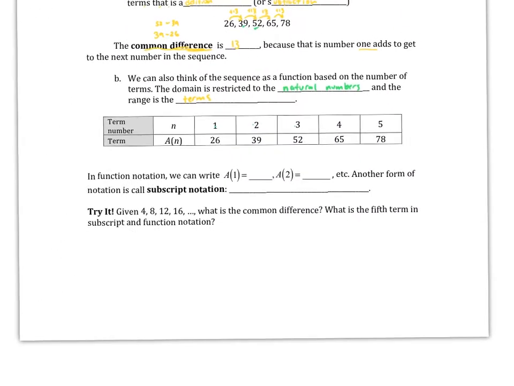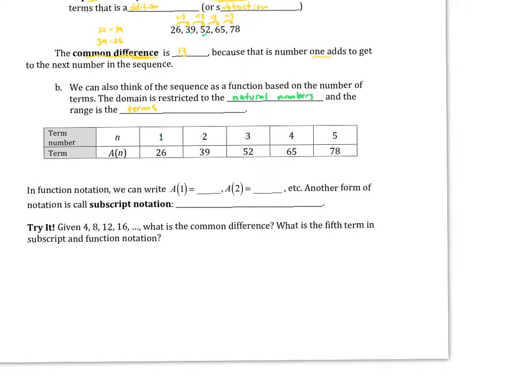Okay, so in function notation, we can write it like this. Let me just clarify here. If we did write it, my first term is 26, my second term is 39, etc. So my fifth term is 78. If this was called my function, a of n, then in function notation, we say a of 1 is equal to 26. And a of 2 is 39, and etc.